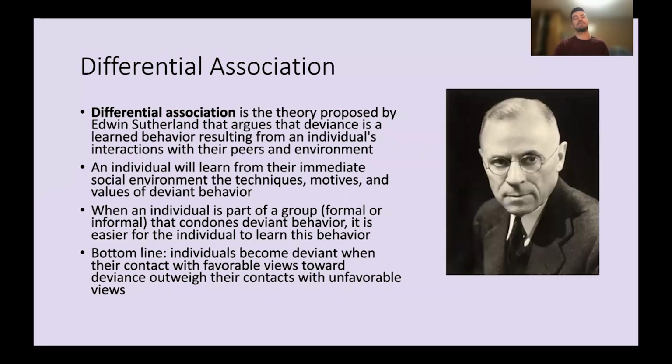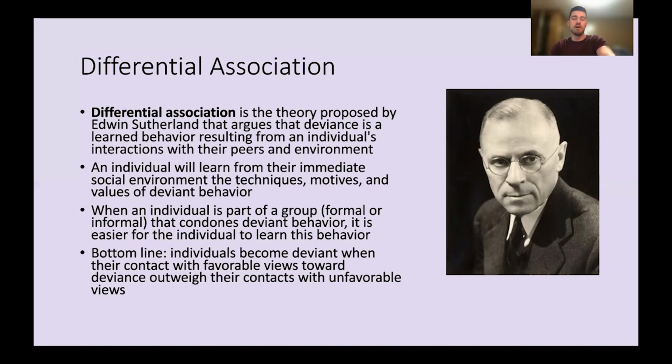Okay, so a little bit about differential association, and that is the theory that is proposed by Edwin Sutherland, pictured right here to the right, and it argues that deviance is a learned behavior resulting from an individual's interactions with their peers and environment. So we'll talk a little bit about some of the theories of deviance. An individual will learn from their immediate social environment the techniques, motives, and values of deviant behavior.